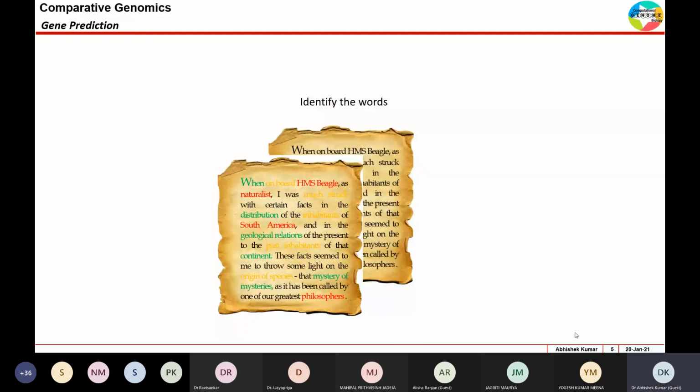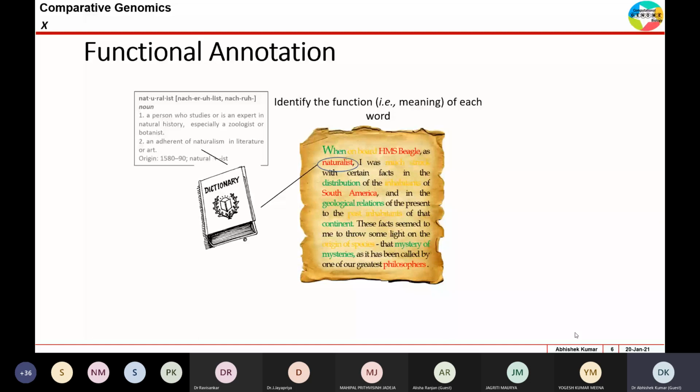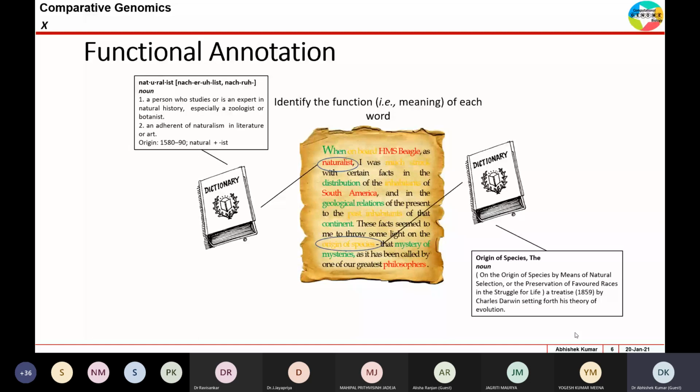And functional annotation. Functional annotation is identifying meaning. Say, if it is English literature, you will look into a dictionary. In the genomic sense, we'll look into databases, and make an overall meaning of what you are getting in the genome.